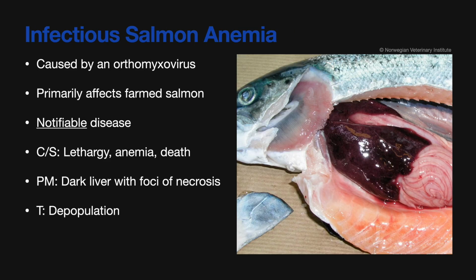Infectious salmon anemia is caused by an orthomyxovirus and affects farmed salmon. This is another notifiable disease. Clinical signs include lethargy, anemia, and death, with a dark liver containing foci of necrosis found on postmortem.